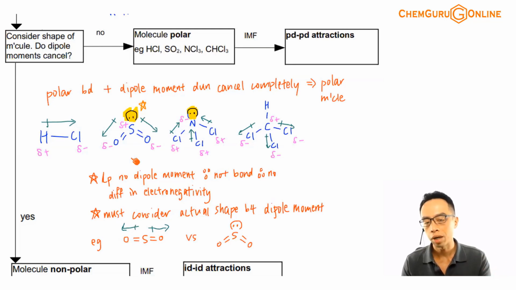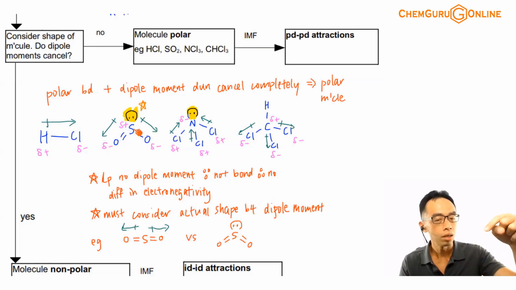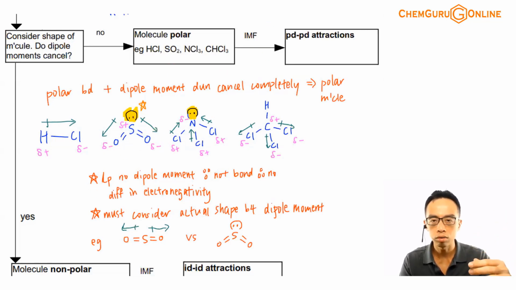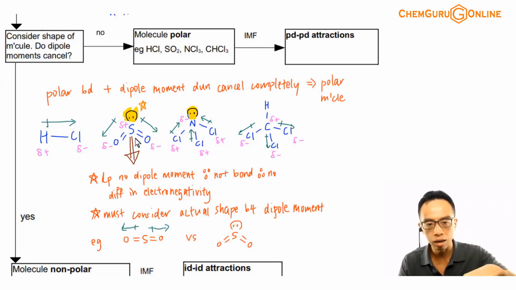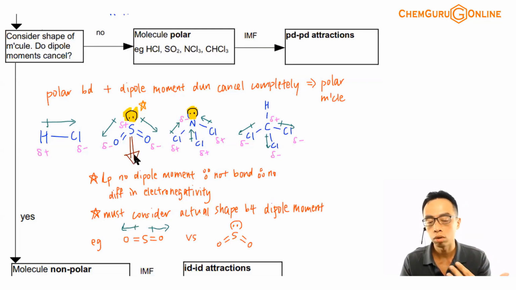But if I know that this molecule is bent, and you notice this S-O bond is generally pointing down, this S-O bond is also generally pointing down, so I would be able to visualize that there's a net dipole moment pointing in this direction, pointing down, and nothing to cancel it. So the net dipole moment is not equal to 0, and therefore this molecule will be polar.